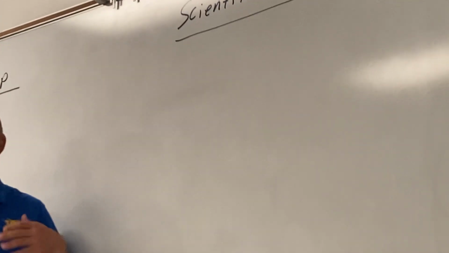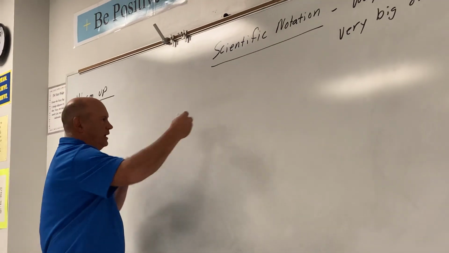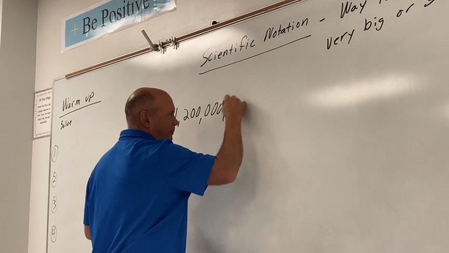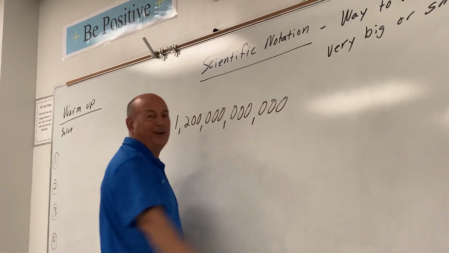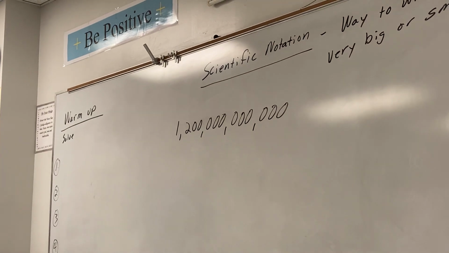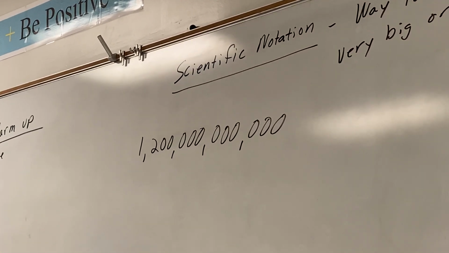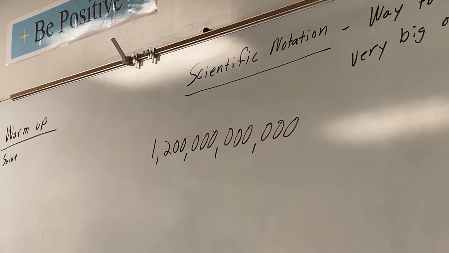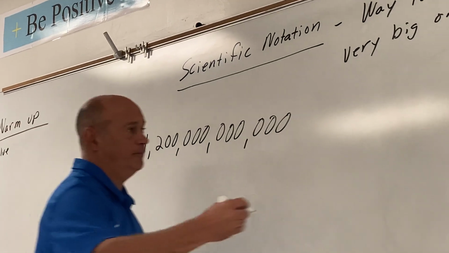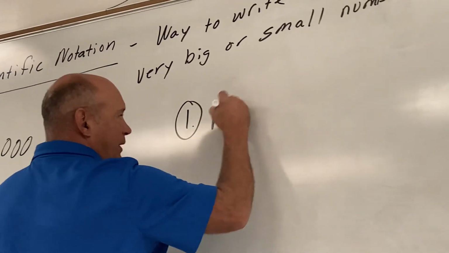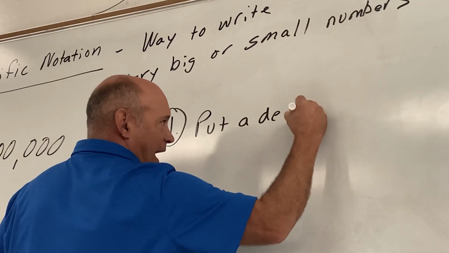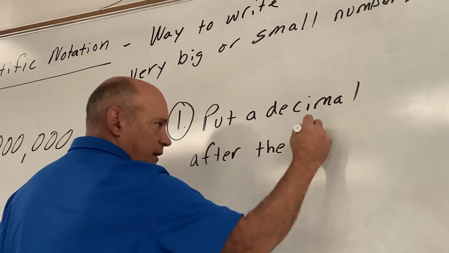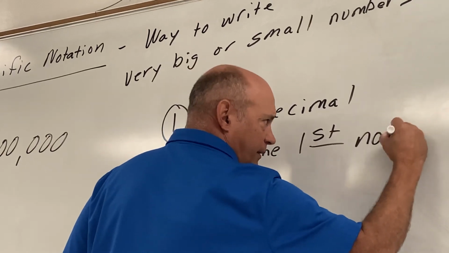Let's take a number and write it in scientific notation. Let's start with the distance to the moon. I'm just making this up. Let's pretend it's this number right here. Write it down. Now, I really don't feel like writing out all those zeros, so let's make this into scientific notation. All right, here's the first rule. We're going to put a decimal after the first non-zero number from the left.